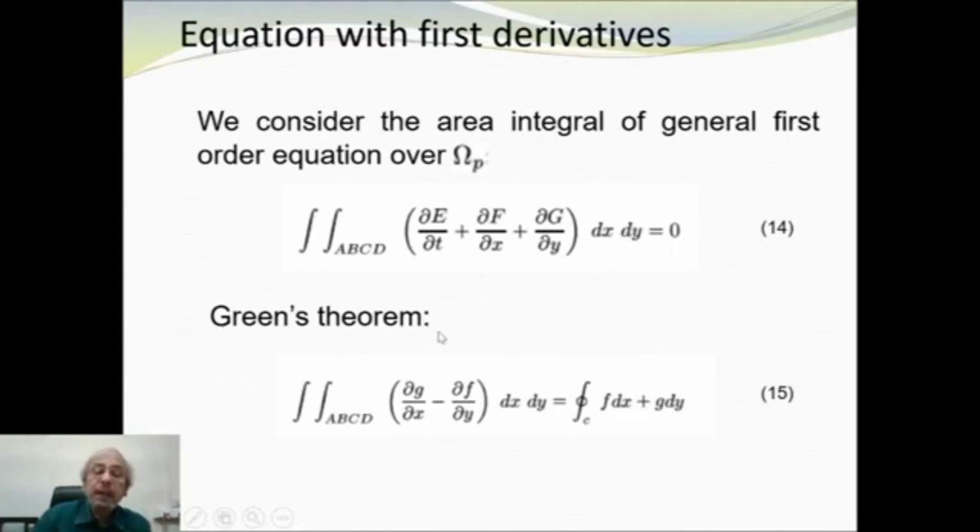Also, we can apply Green's theorem. Green's theorem says that this domain integral of del g del x minus del f del y dx dy, these are the dependent variables, equal to the line integral of f dx plus g dy. You can very easily understand that del g del x minus del f del y, in case of continuity equation, it will be substituted by del u del x plus del v del y, and accordingly we have to substitute f and g in this line integral.